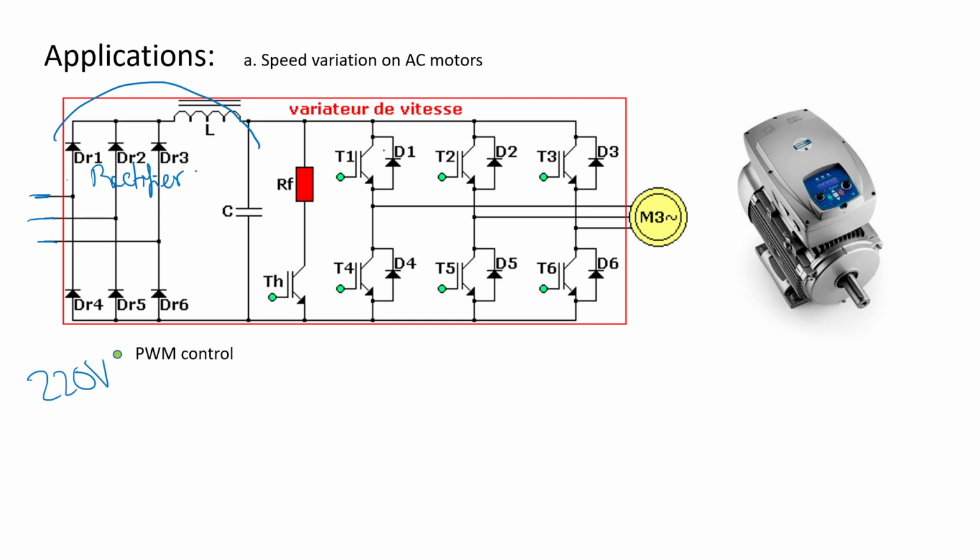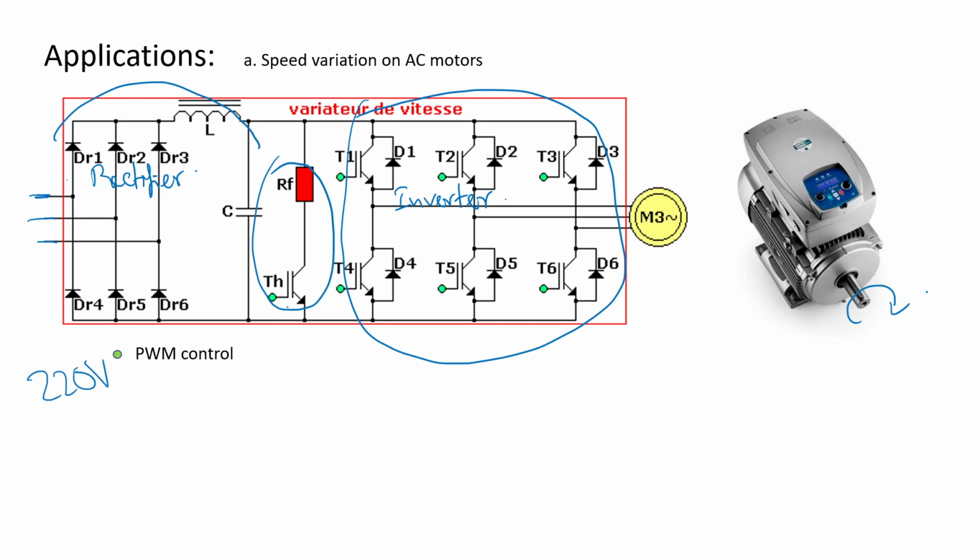And then this part is the inverter. What about this part? Why do we need this part? Can anyone give any idea? You see the term variateur de vitesse. What does it mean? Yeah, change velocity, right? Change the speed of this. We want to change the speed.